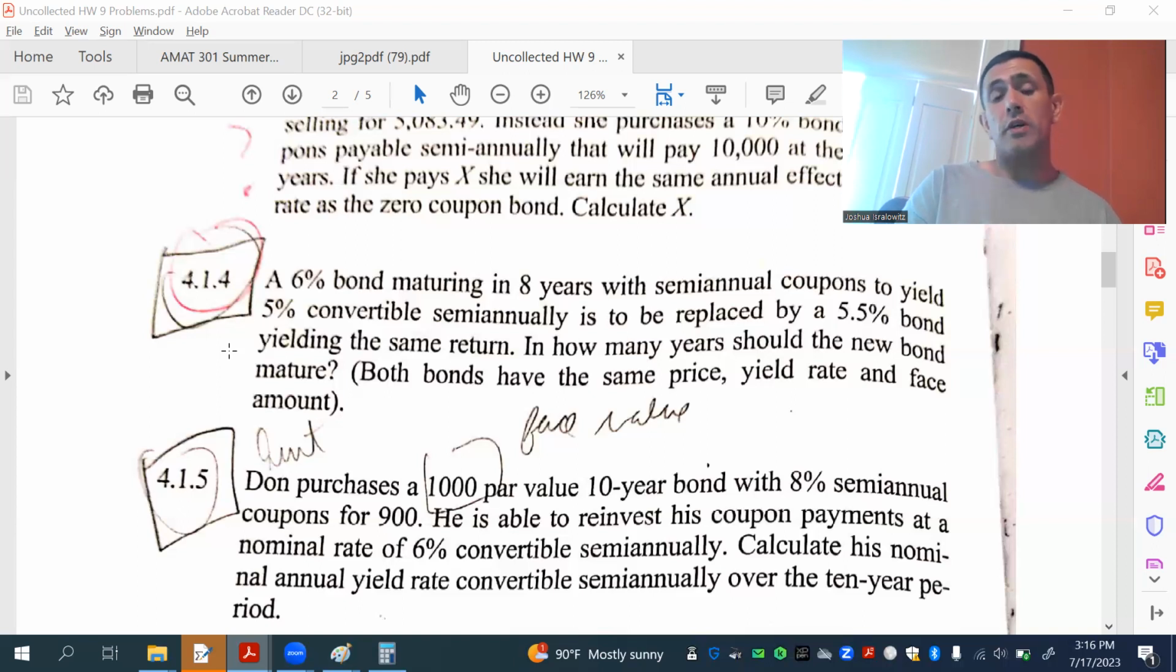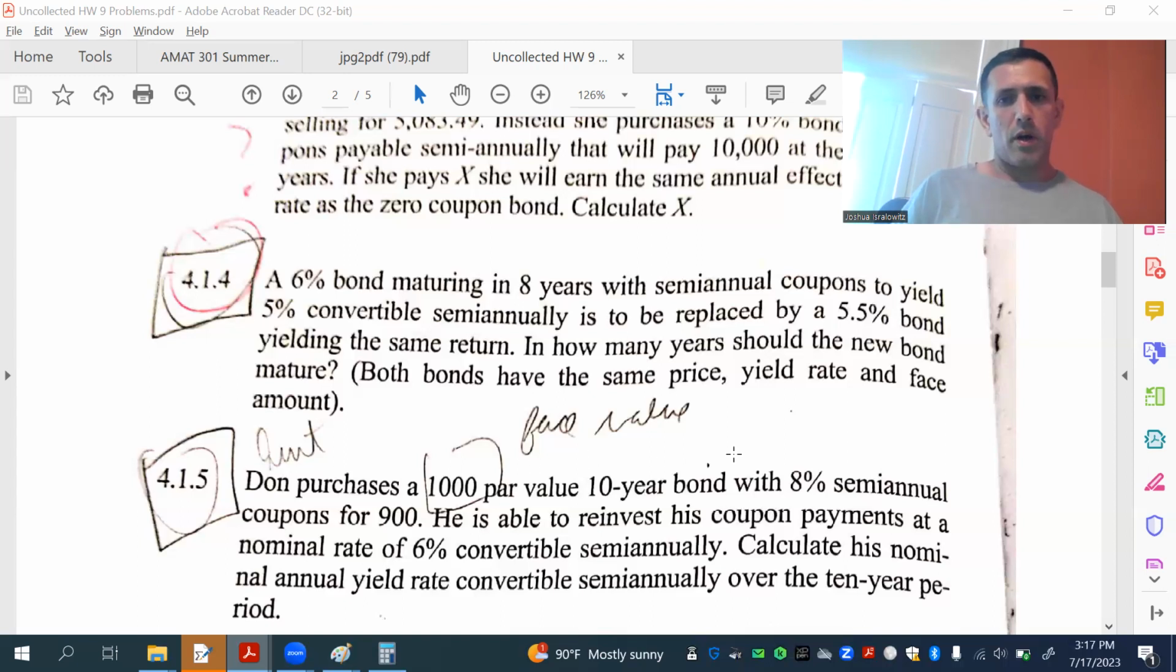So we're going to assume it's nominal semi-annual. Same thing with the 5.5%. We just assume it's nominal semi-annual. Especially when we have semi-annual coupons, I've never seen a problem that has semi-annual coupons but a yearly interest rate. So we're going to always assume, unless otherwise stated, all rates are nominal semi-annual.